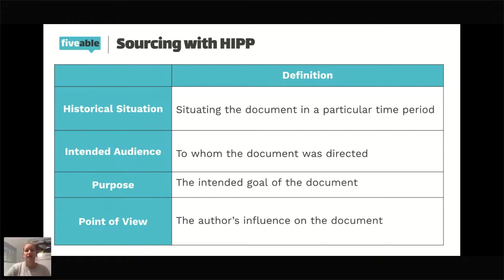And then the point of view is the author's point of view. It's not your point of view as an AP student. They're not asking you what you think about it. It's the point of view of the author. So if the author has a particular influence on the document, sometimes in the source it'll give you a little bit of background on the person, and maybe they have a role that leads them to a little bit of an intended bias. And so that's where you would analyze the point of view.